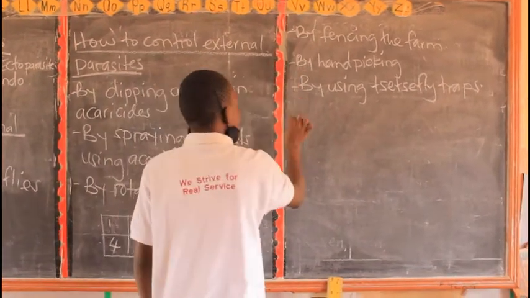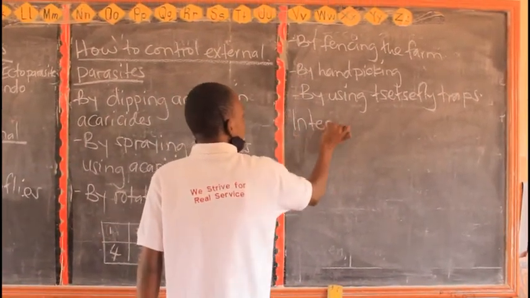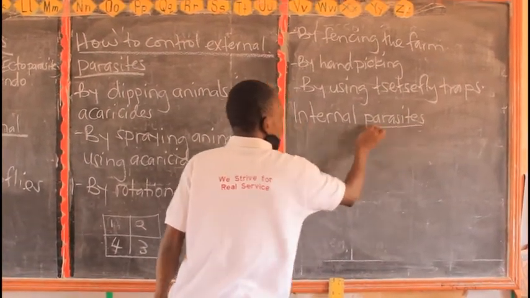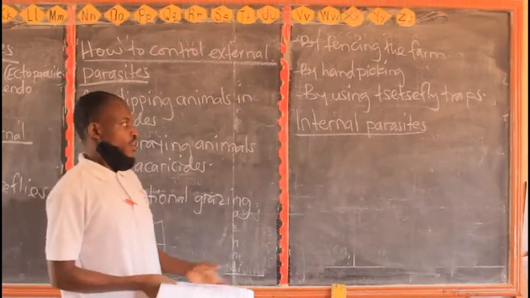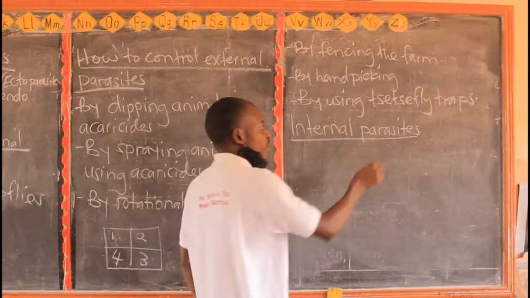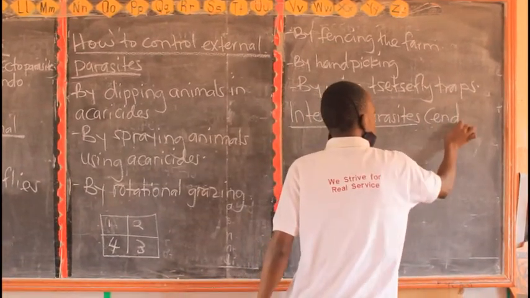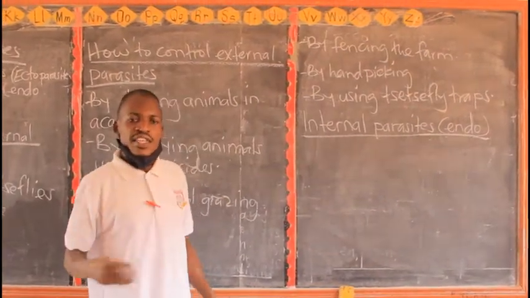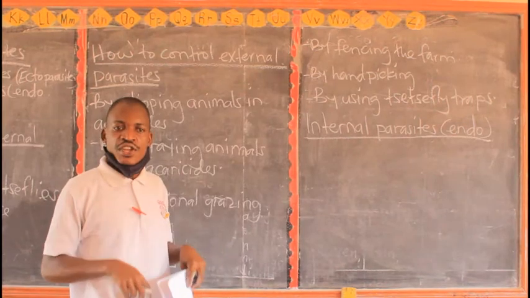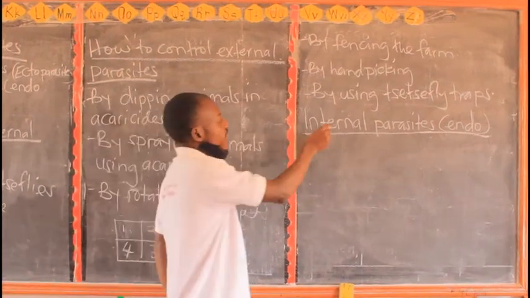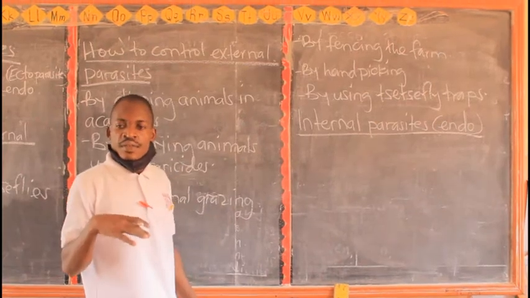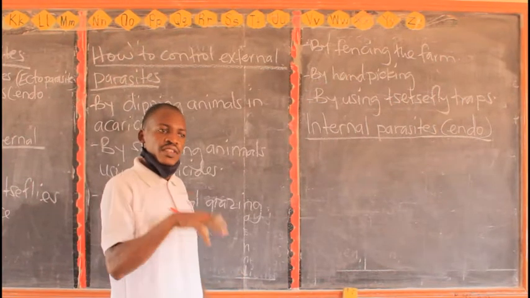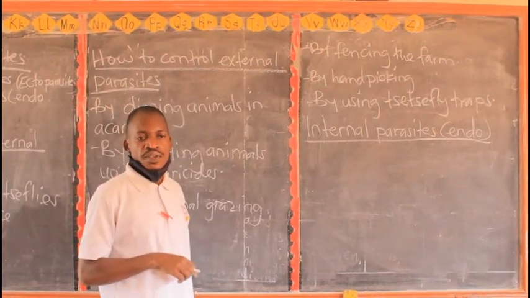Then lastly, we can also look at internal parasites. When we talk about internal, internal means endo. Endoparasites. Internal means inside the body of an organism. So, internal parasites are parasites that live inside the body of an organism. If it is cattle, these are the parasites that we find inside the body of the cattle.